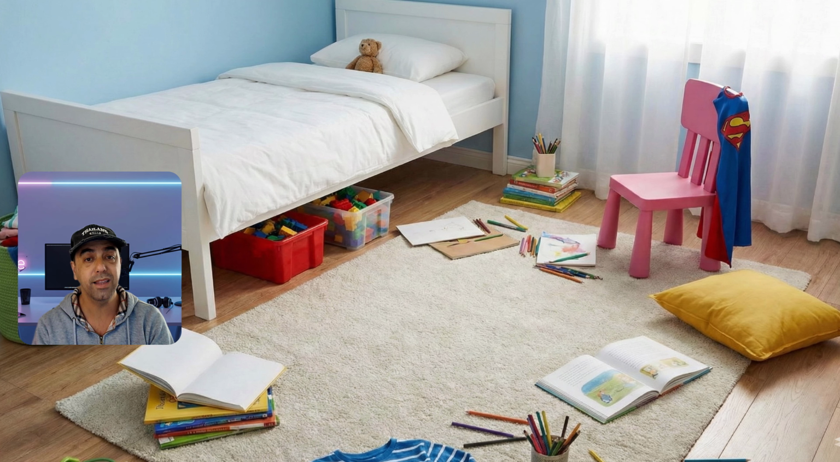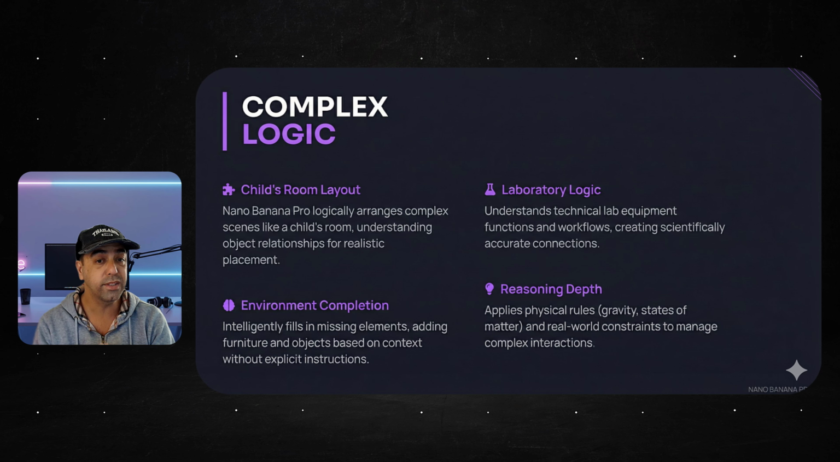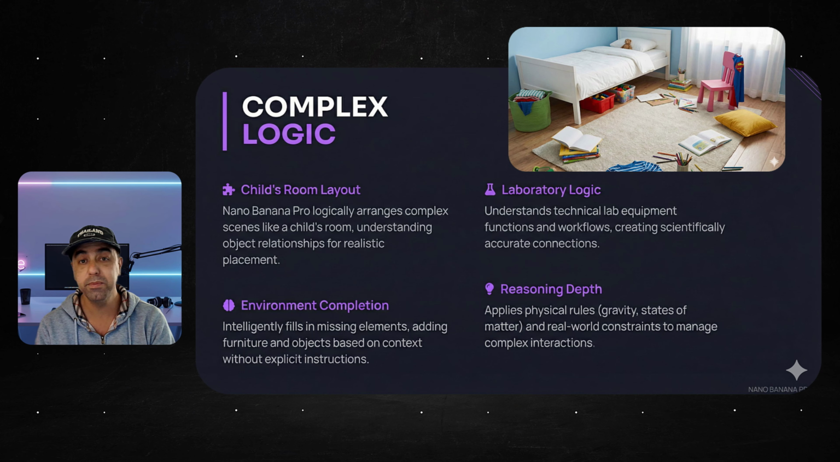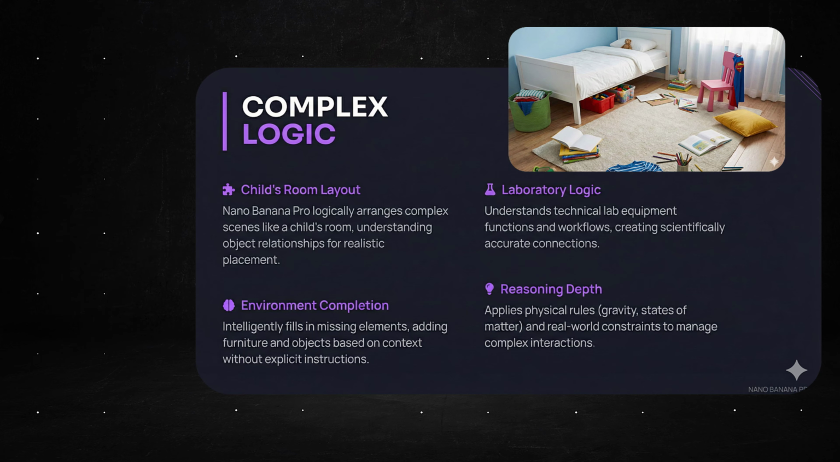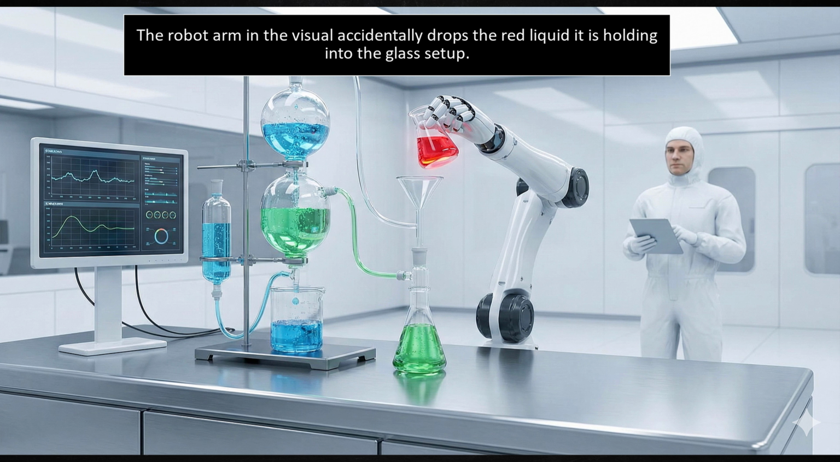This shows us that Nano Banana Pro doesn't just generate the image, it understands the scenes, solves the relationship between objects, applies physics and logic rules, and rearranges complex environments with human logic. Now let's go on and see another example. This time, let's test the model in a different scene.